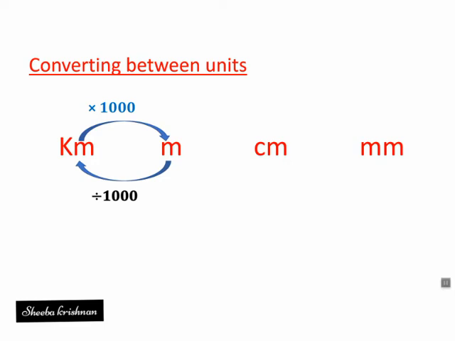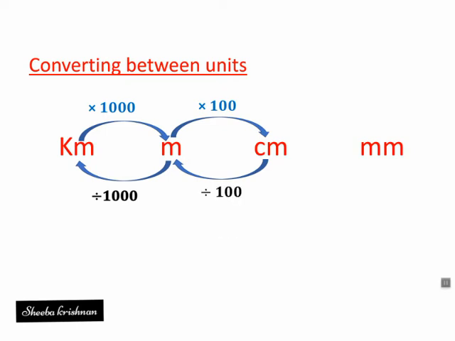And next we can see if we want to change from meter to centimeter. For changing from meter to centimeter, we have to multiply by what number? We know 1 meter is equal to 100 centimeter. So we have to multiply the meter by 100 to change to centimeter. And the same way, for changing from centimeter to meter, we have to divide it by 100.